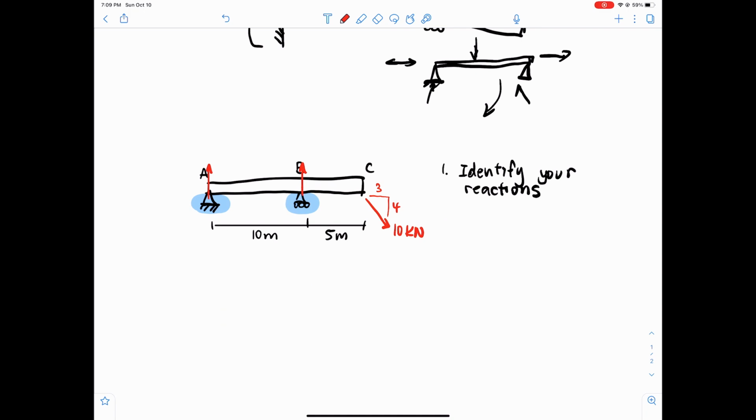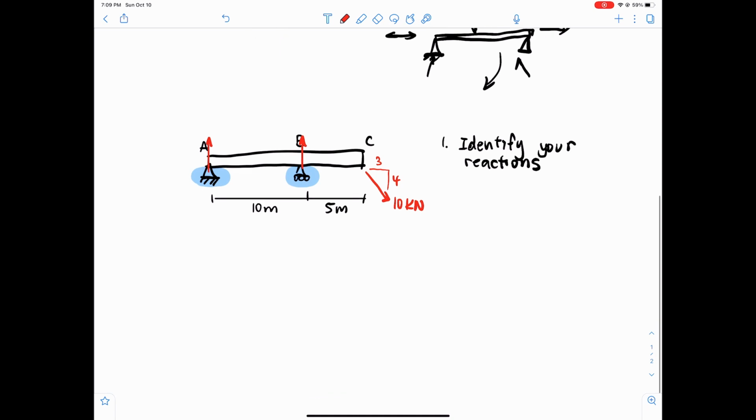So, with that being said, how do we solve this problem? That's the fifth time I'm asking it, but first identify your reactions. We can see that this is a hinged support and this is a roller. So what does that tell us? It tells us that when we apply a force here, it's not going to move in the horizontal and vertical direction. And I am just denoting the reaction as Ay and Ax.